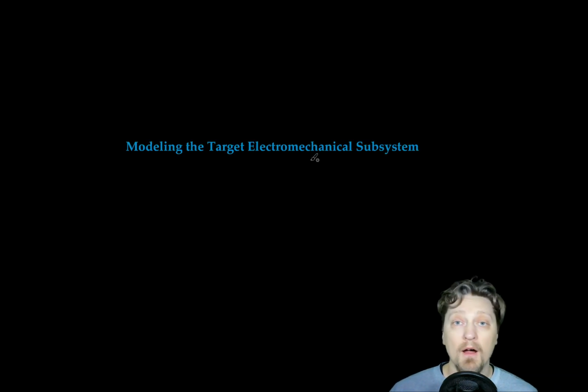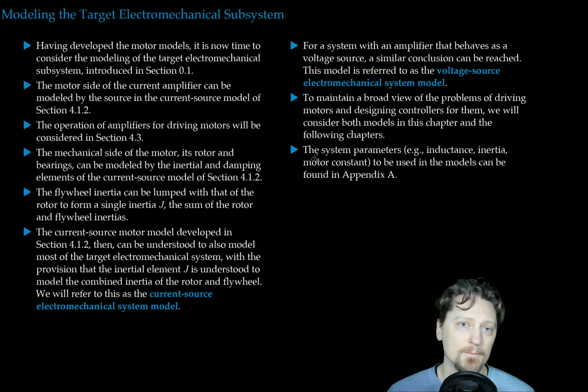Okay, modeling the target electromechanical system. Having developed the motor models, it is now time to consider the modeling of the target electromechanical subsystem, which we originally introduced in section 0.1. The motor side of the current amplifier can be modeled by the source in the current source model that we've just introduced. The operation of amplifiers for driving motors will be considered in section 4.3 in some detail.